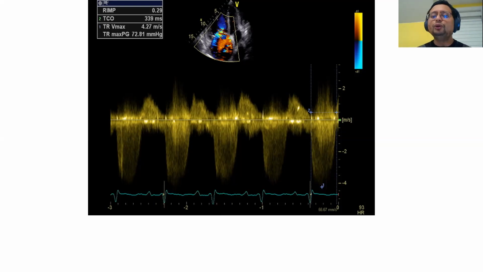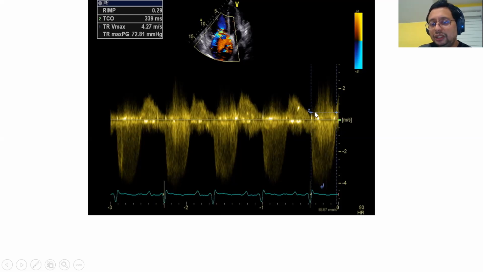Okay. What if I want to know what is the Tei index? I can also do pulse Doppler because I have tricuspid regurgitation here. So what I can do is measure from tricuspid valve closure to tricuspid valve opening, right? This is inclusive of isovolumetric contraction, ejection, and isovolumetric relaxation.